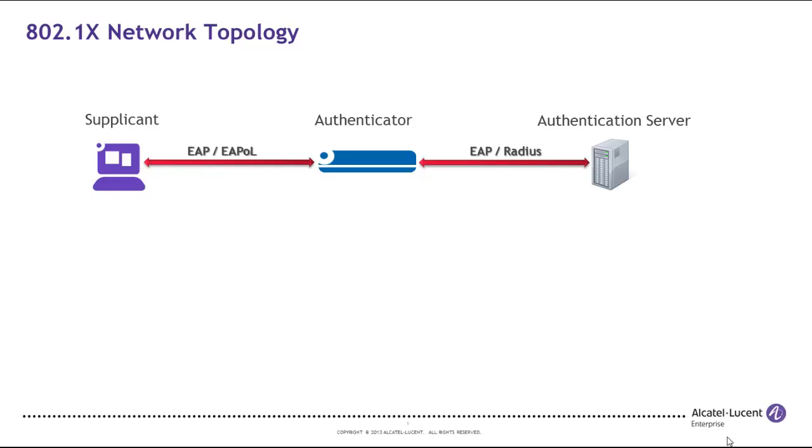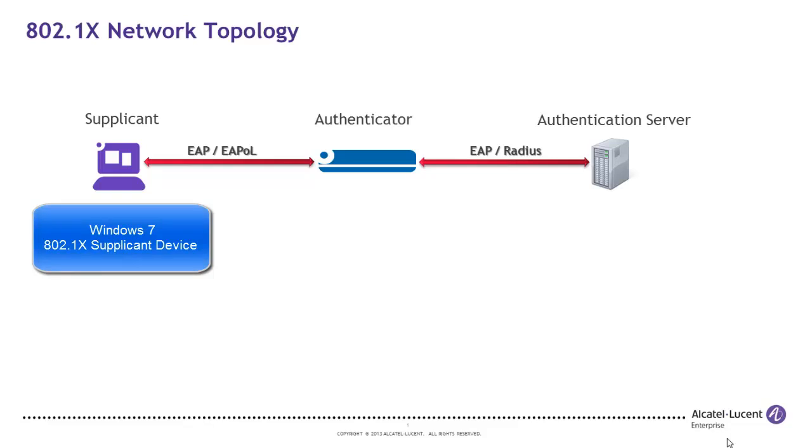802.1x network uses three terms that you need to know. The user or client that wants to be authenticated is called a supplicant. The actual server doing the authentication, typically a RADIUS server, is called the authentication server. And the device in between, such as a network switch, is called the authenticator.